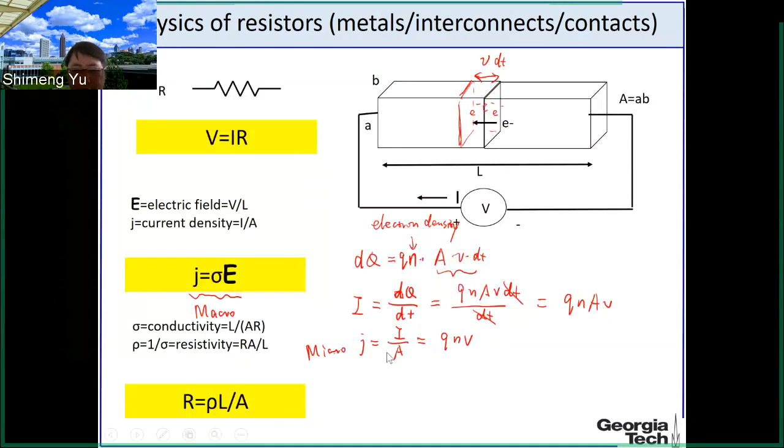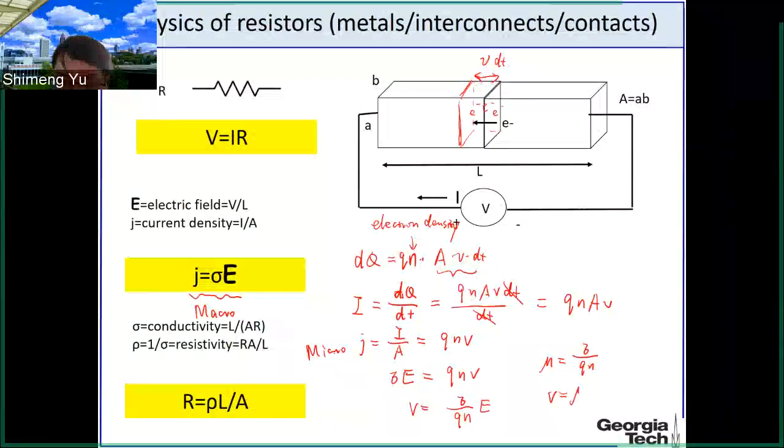So you can put those two equations together if you think the link is the J. So sigma E will be qNV. And then we can move this around, you move the qn to the other side. So it will be V equals sigma E over qn. Here we will define sigma over qn as a new variable. We call it mu. Mu equals sigma over qn. So then V equals mu E.